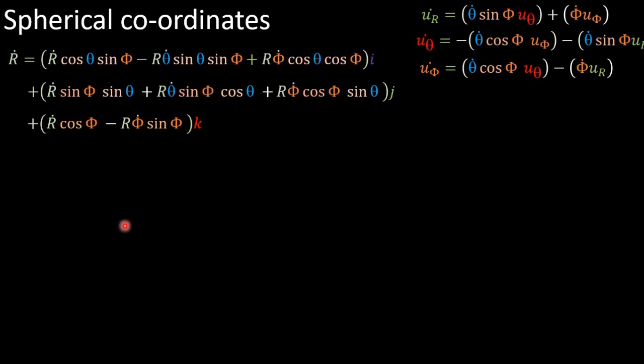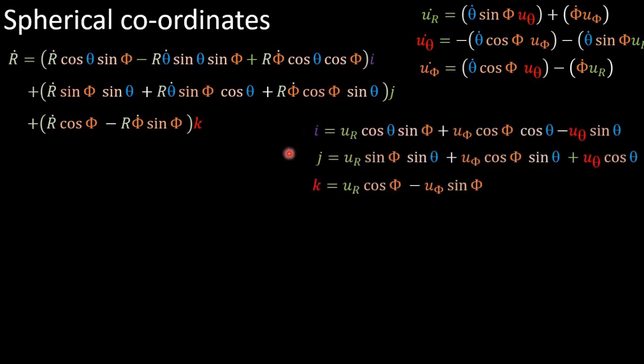I would write this in a matrix format, however, I'm not too sure if you're familiar with that, so I'm just going to stick to this format here. Okay, so all of these terms are in the I direction, all of these terms are in the J direction, and all of these terms are in the K direction. Okay, so that is r dot, so the velocity of the particle.